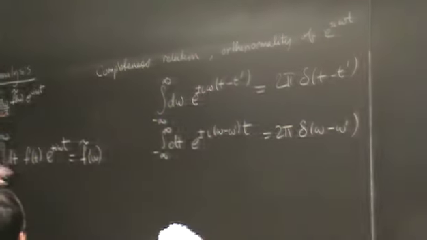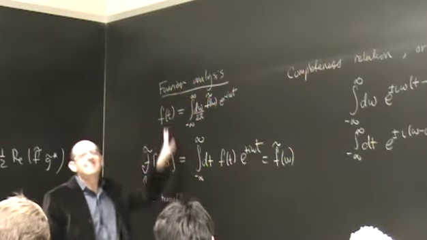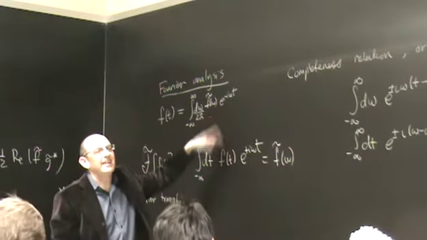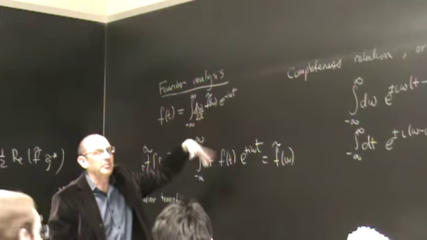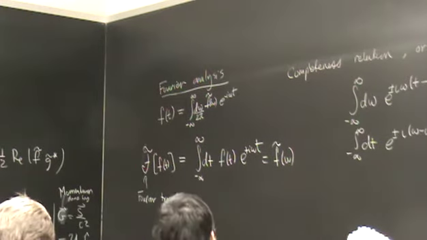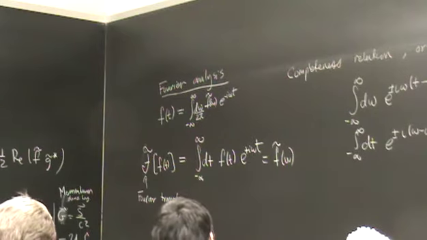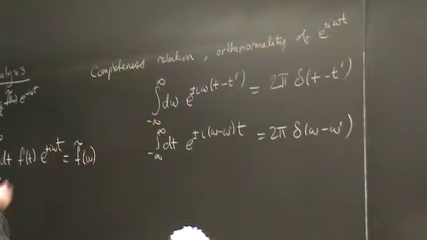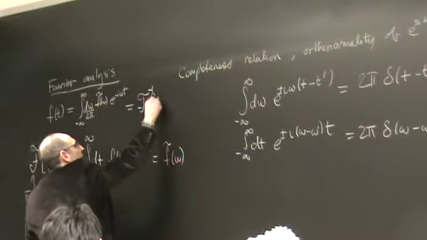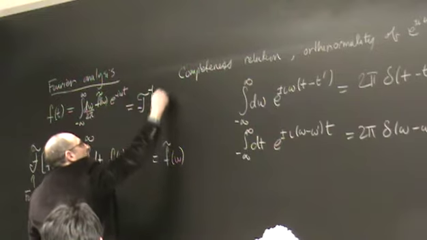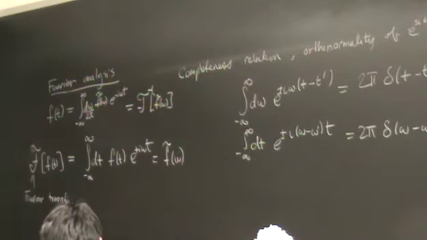Sometimes we write the square root of 2 pi to give it a more symmetric look, but that's a tradition in quantum mechanics. It's not the tradition in talking about signal processing. So I'll just stick with this for the moment. Okay, so this is the Fourier transform, and this is the inverse Fourier transform, giving back the signal.